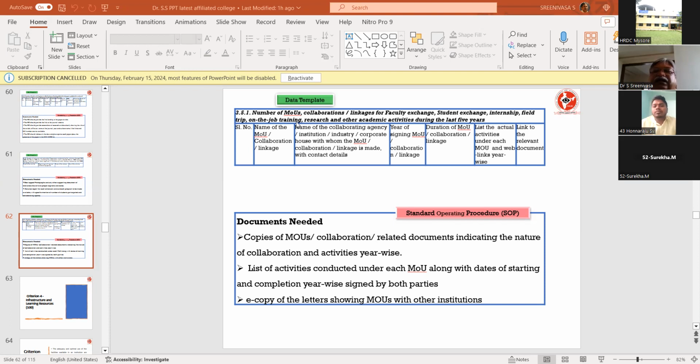See, these are number of MOUs and collaborations. They should be active. The proposals must be active. If you are having an MOU with an industry for student exchange or project work, if they are allowing your students to take up project work, that you can have an MOU. So this MOU should be active. Based on this active MOU only, you have to give the number of MOUs, right? So based on the MOU, you can take up different activities.